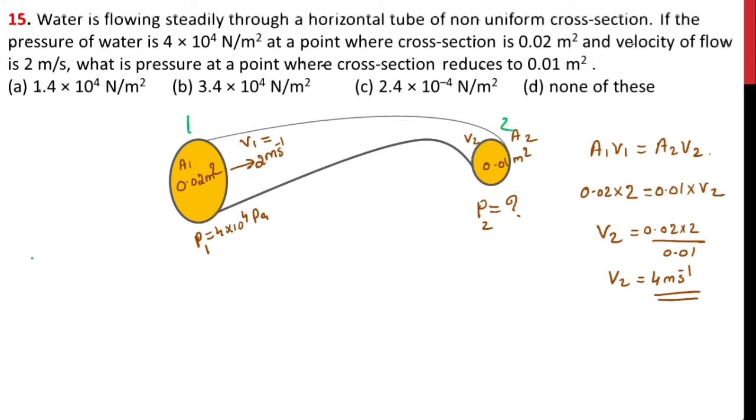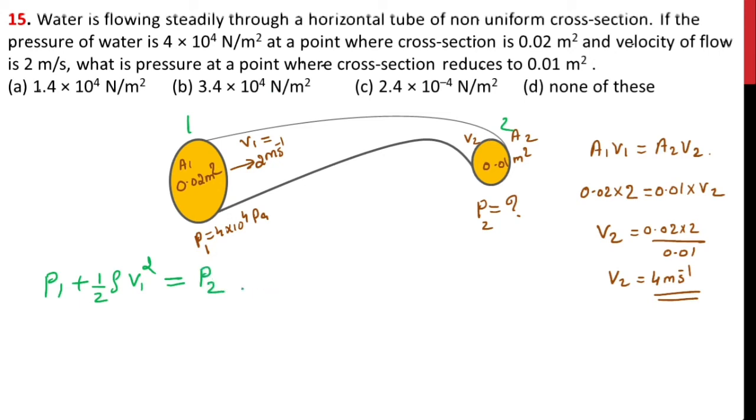The pressure energy per unit volume. We can write here P1 plus kinetic energy per unit volume, that is half into rho into V1 square, plus potential energy per unit volume. Here you can avoid the potential energy per unit volume because the pipe is almost horizontal, so the height difference is not that much, so we can avoid the potential energy concept here, which must be equal to pressure energy per unit volume at point number 2.